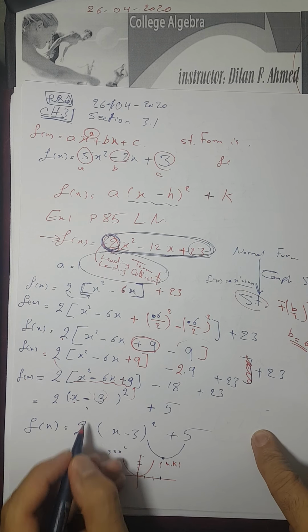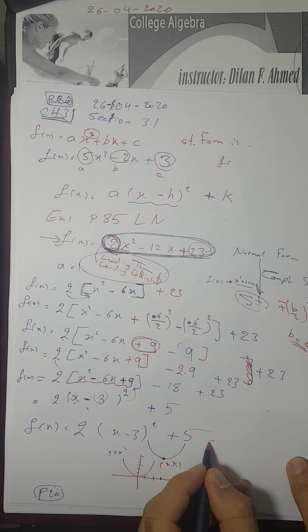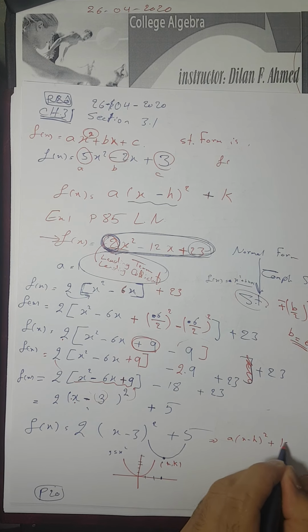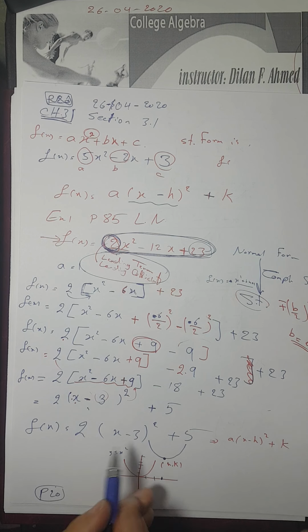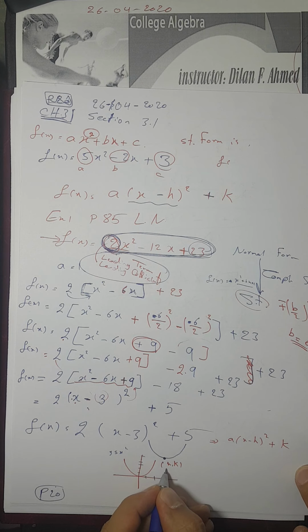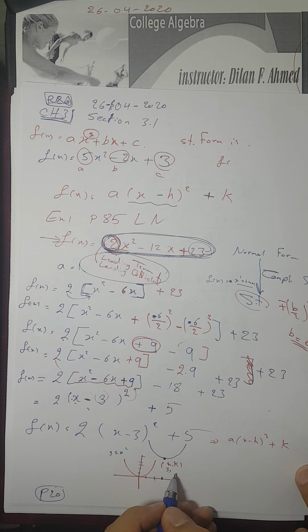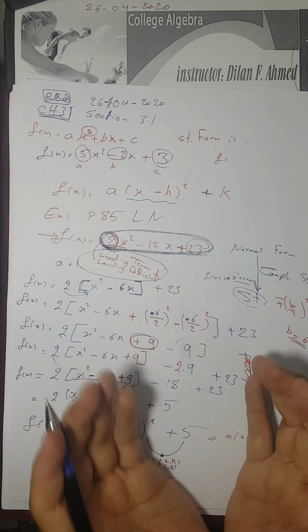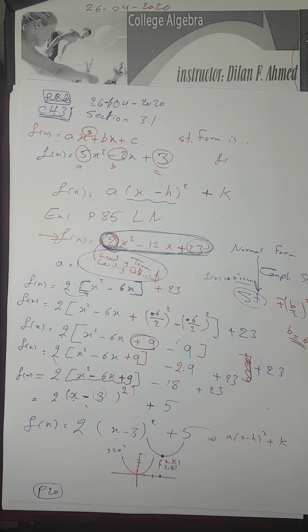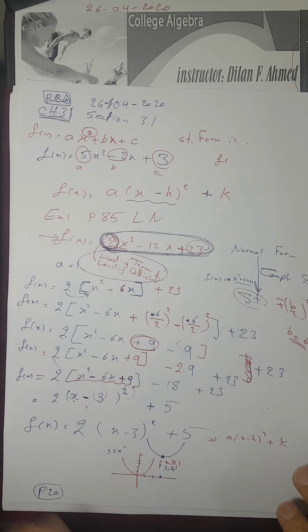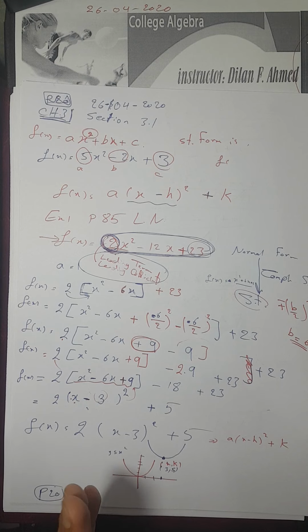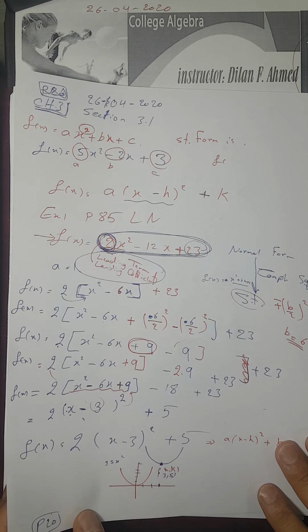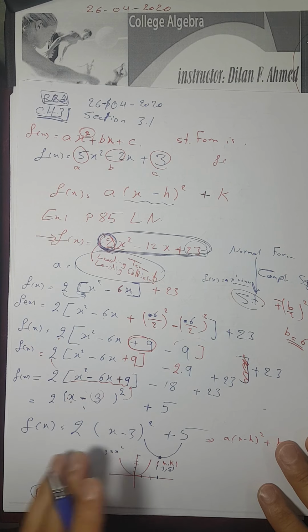Look, a times x minus h squared plus k. So where is h? H is 3, as you know. Where is k? K is 5, as you also know. So this point is the minimum point, and I got the graph like that. And you know the shape is very important for us, not exactly the intersection points, something like that.